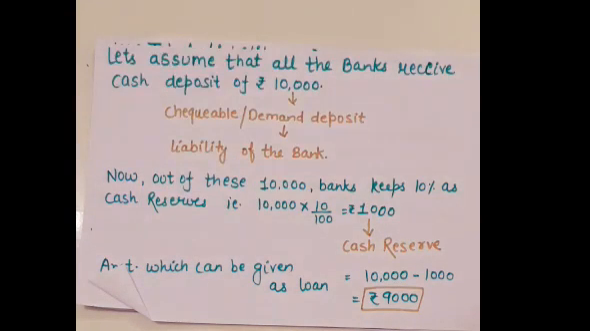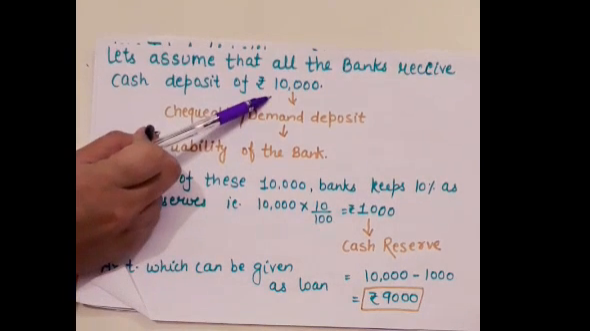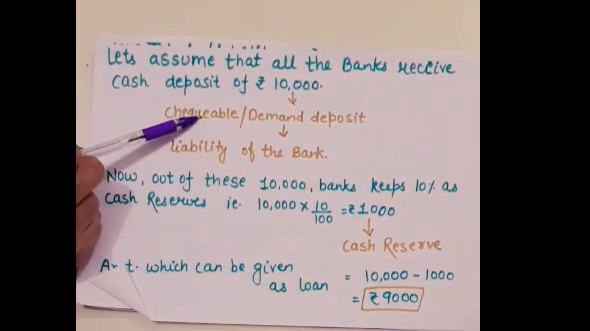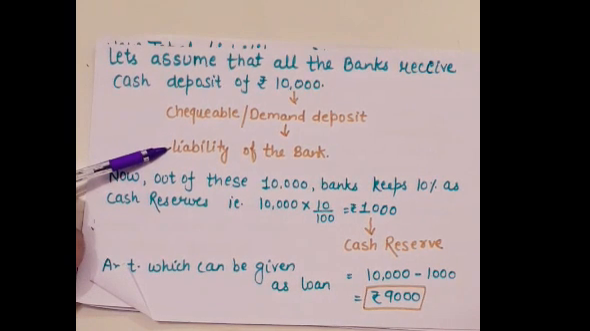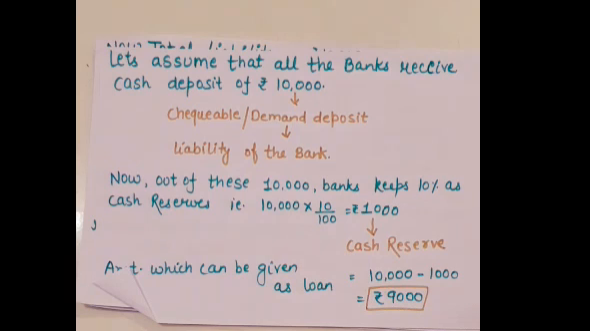First, assume that the bank receives a cash deposit of rupees 10,000. These 10,000 are also known as checkable or demand deposit. These 10,000 rupees are the liability of the bank, because these are the depositors' money. तो depositor का पैसा है तो बैंक की जिम्मेदारी है. So rupees 10,000 is the liability of the bank.